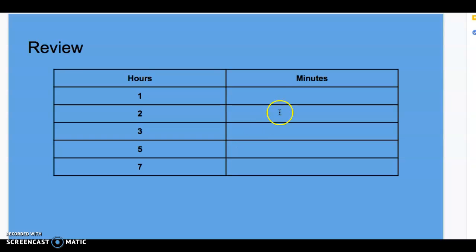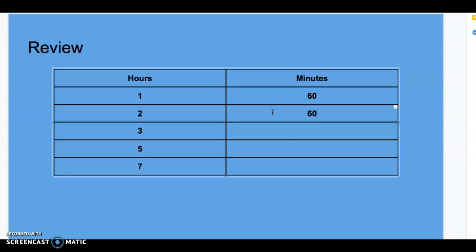All right, welcome back. So let's go over our review. I know that 1 hour is 60 minutes. So when finding 2 hours, I could have added 60 plus 60, but I don't know if that would be the most efficient way. I also instead could multiply 60 times 2. When I do that, I get 120. 2 hours is 120 minutes.